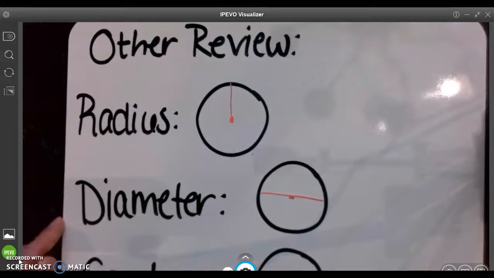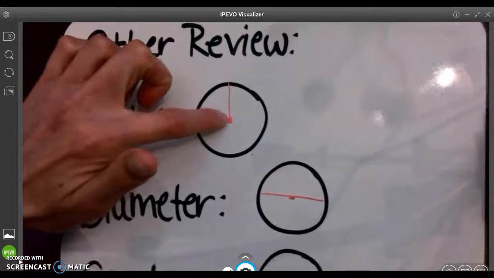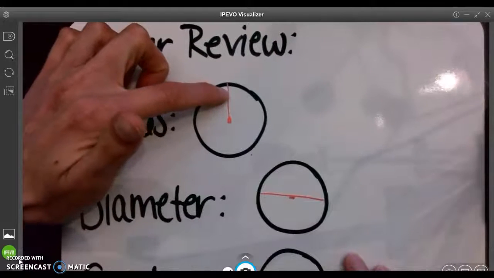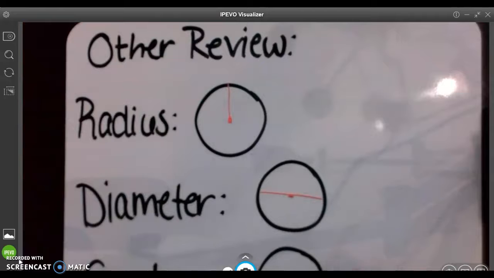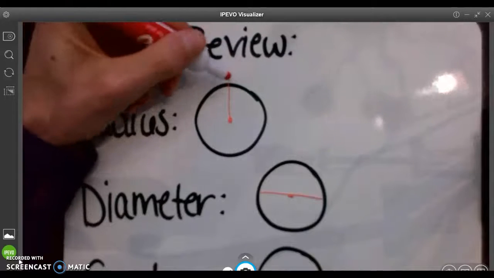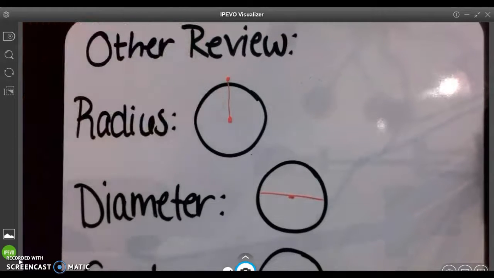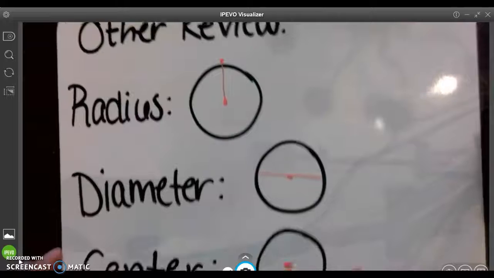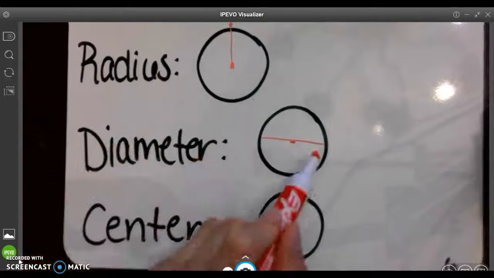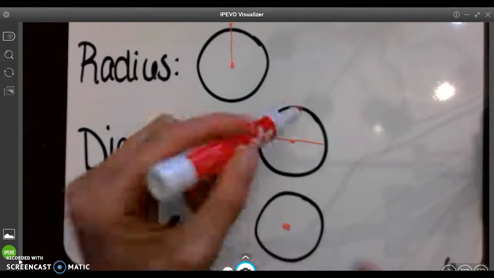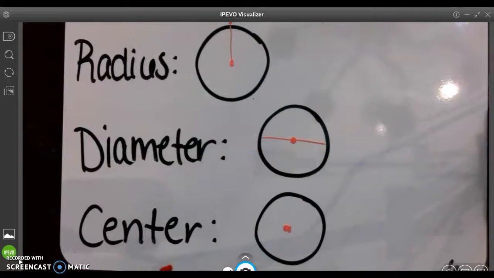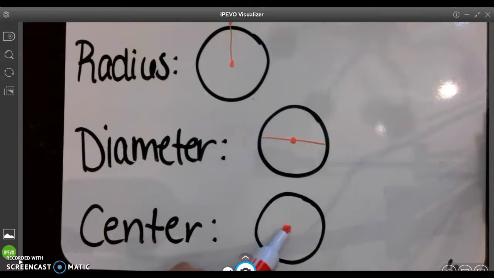A few things before you do that I want to review. Remember, a radius goes from the center of a circle to the edge. It's not a chord because only this part right here is on the circle. This part is in the circle. A diameter is a chord, but specifically it's a diameter also because it goes directly through the center of the circle. And then the center of the circle is just that point in the center.